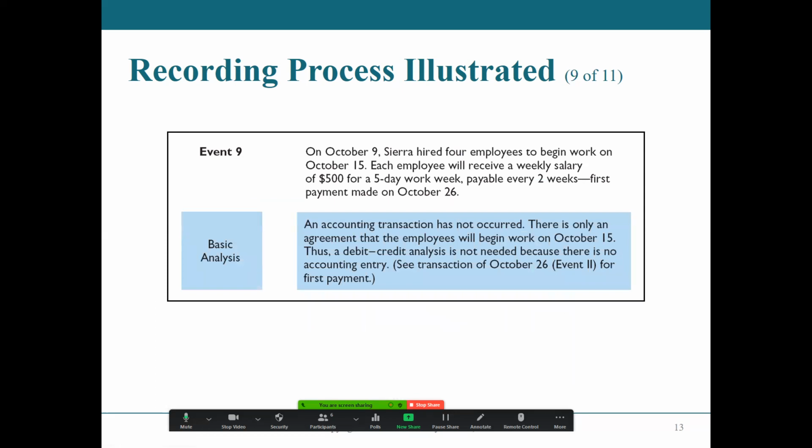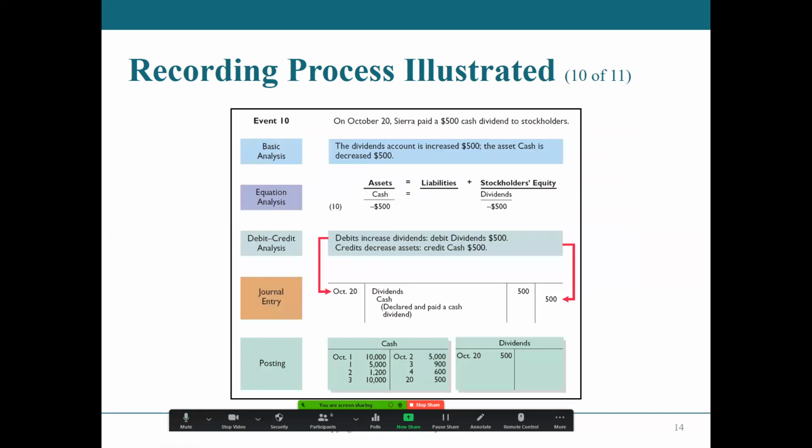All right, on October 9th, we hire 4 employees to begin work on October 15th. Each employee will receive a weekly salary of $500. So this is kind of a trick question because when we hire someone, it doesn't create a financial transaction. So there won't be any journal entry for hiring them until they start earning money, right? Then we'll have a financial entry. Tricky, wily, you tricksters.